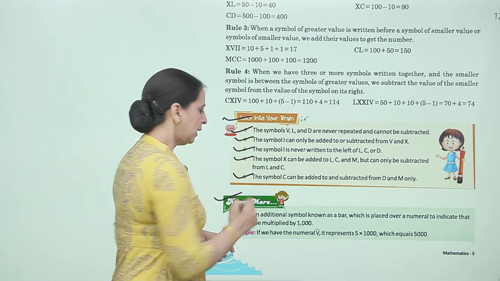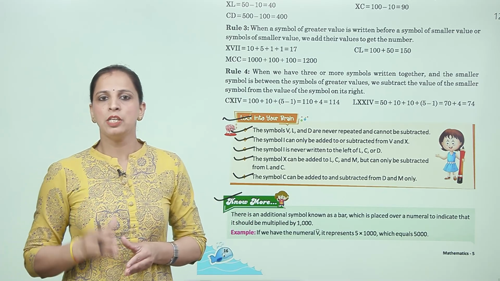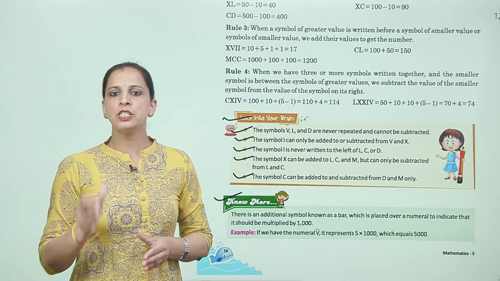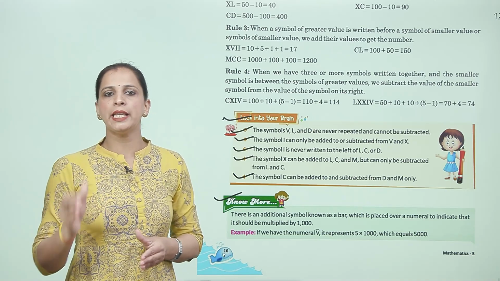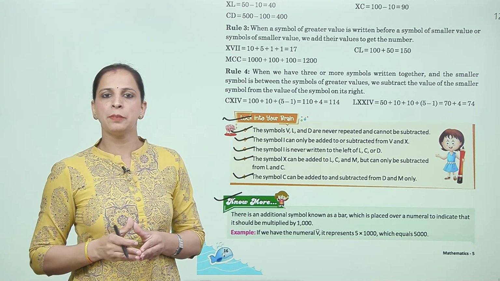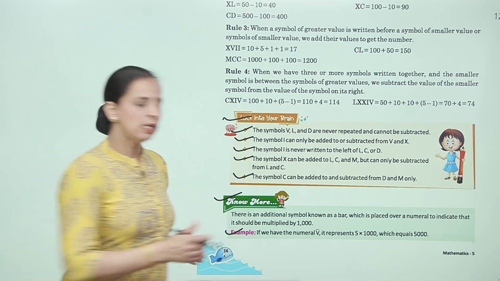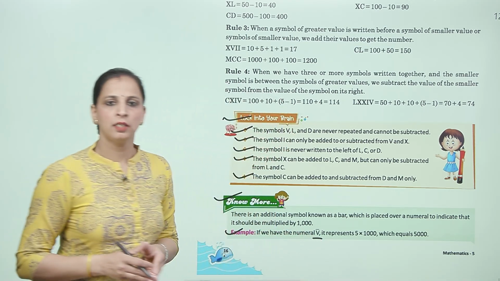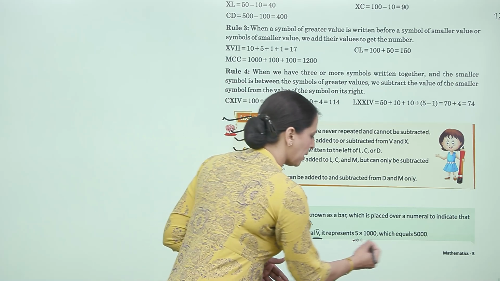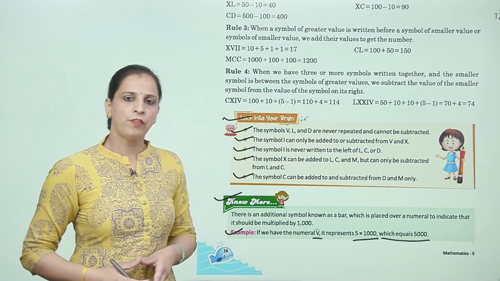Now, one more. There is an additional symbol known as a bar which is placed over a numeral to indicate that it should be multiplied by 1000. Example, if we have the numeral V with a bar, it represents 5 multiplied by 1000 which is equal to 5000.